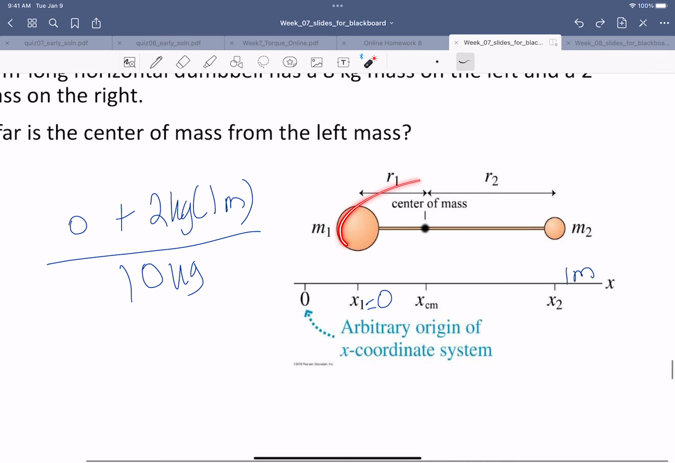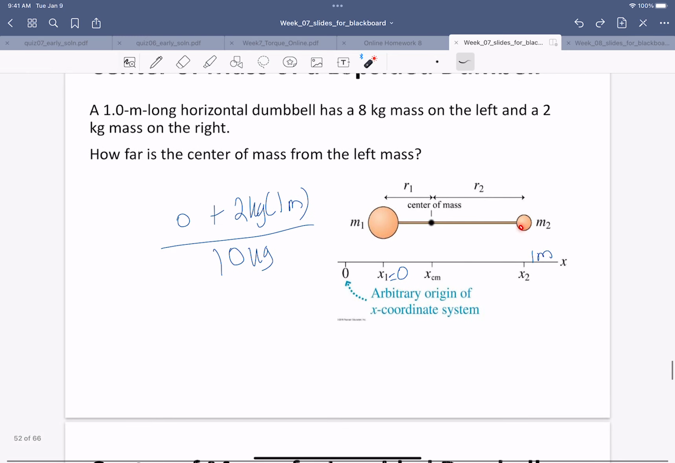So if I want to figure out the center of mass of this system right here, I take the mass of this object times its distance away from the center, or the pivot. So if I want to make this the pivot, then it's 0 meters away for that mass.